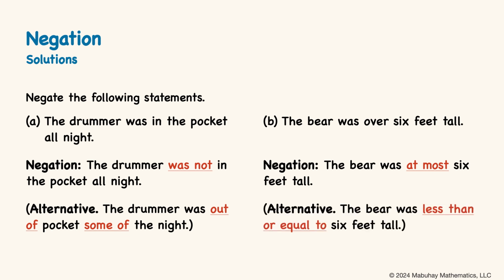Alternatively, we could say the bear was less than or equal to 6 feet tall. We're maybe less likely to use that phrasing in a conversation, but it is a technical way to describe it, and I think it's a good one to have in mind when you're in a math class, because this is the phrasing that we often use when we are dealing with numbers and variables. So I just wanted to point it out. Again, double check that the negation and the alternative negation are both true at the same time and false at the same time, and that they both have the opposite truth value of the original statement.